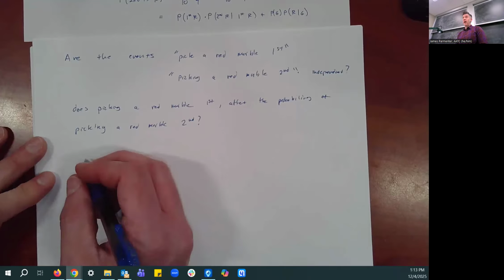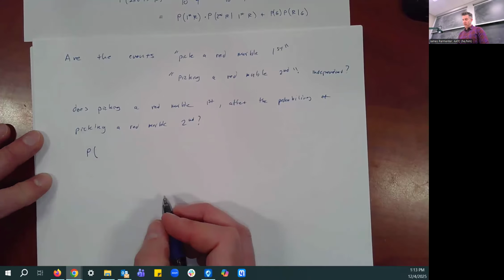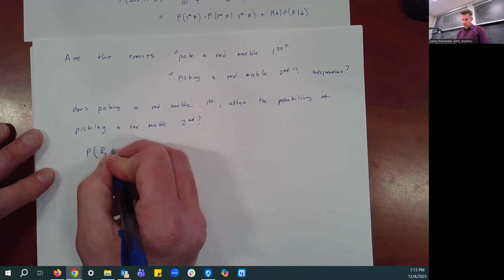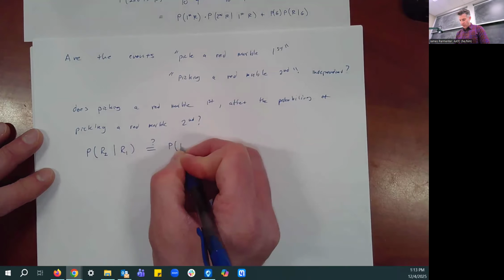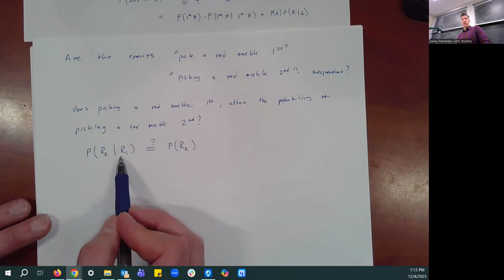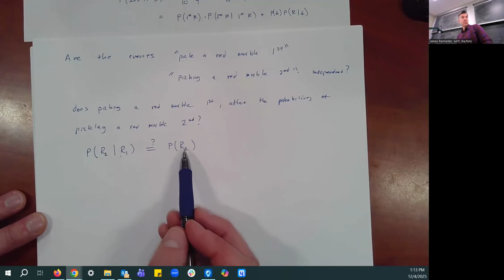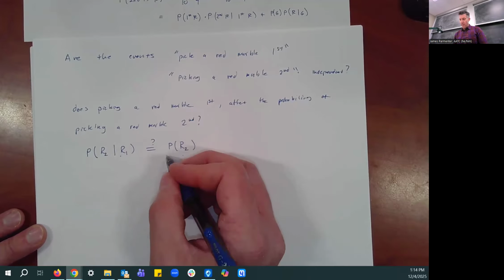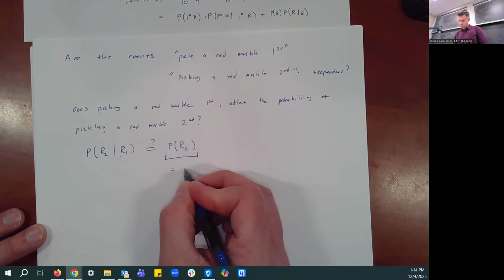So here's the way I'm thinking about this. I'm asking the question, does picking a red marble first affect the probability of picking a red marble second? So essentially, is the probability of picking a red marble second, given that you picked a red marble first, equal to the probability of picking a red marble second? That's what we're actually asking, right? Is this conditional probability where you know you picked the red marble first different than without it? Well, let's see here. We know the probability of picking a red marble second was equal to 2/5.